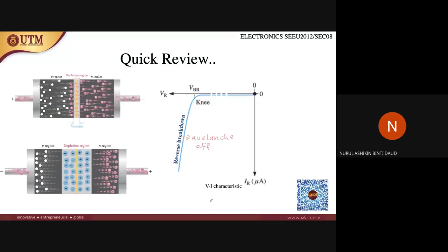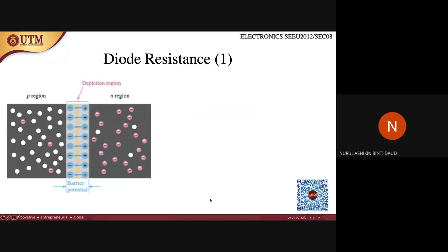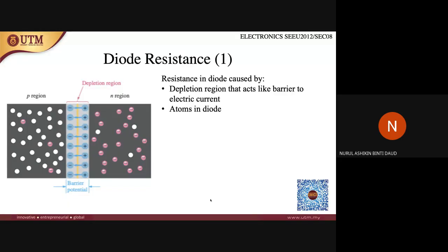effect. Okay, so we have discussed this effect in the previous class. So next, let us continue about diode resistance. Diode resistance happens because of these two reasons.